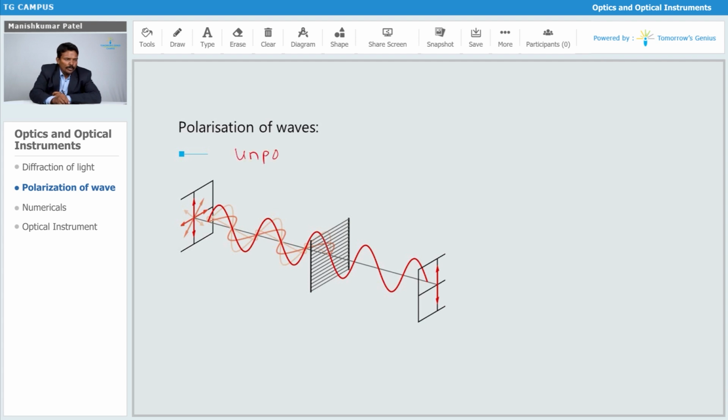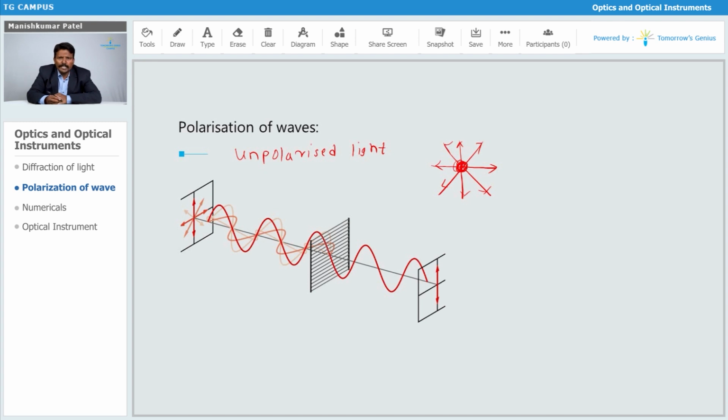Unpolarized light. So in case of unpolarized light, light is having n number of components which are vibrating perpendicular to the direction of propagation. So this is nothing but one plane in which n number of components are vibrating. And let's say this is the dot, which is along, let's say, into the plane in which it is propagating.